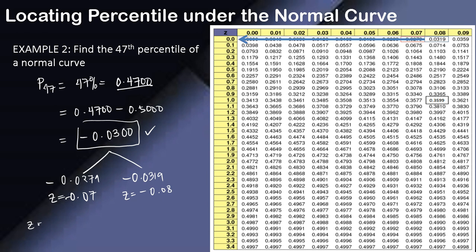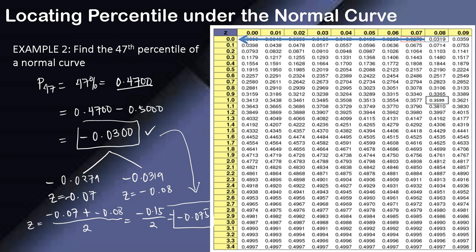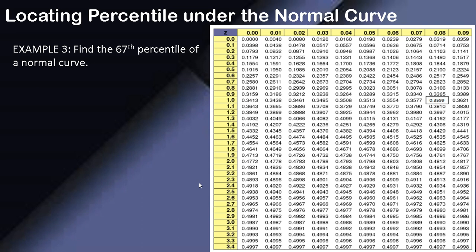Then right after that, you need to add these two: negative 0.07 plus negative 0.08, divided by 2. Negative 0.07 plus negative 0.08 gives you negative 0.15, divided by 2. Negative 0.15 divided by 2 will be negative 0.075. So, this is our answer. This means, class, the z-score of negative 0.300 is negative 0.075. I hope you understood the flow of our discussion. So, let's proceed to the next one.